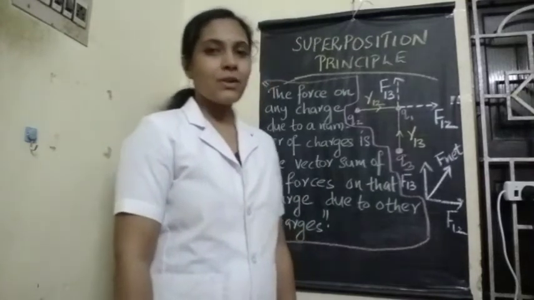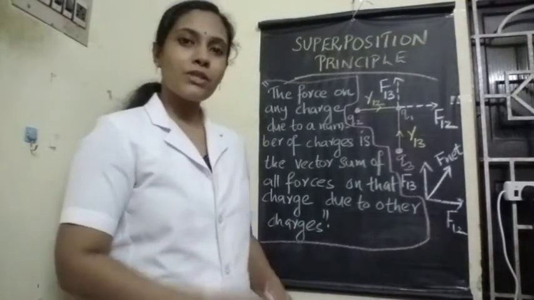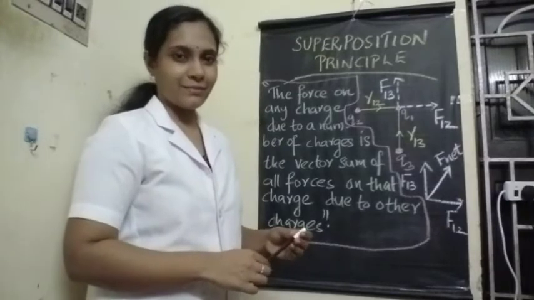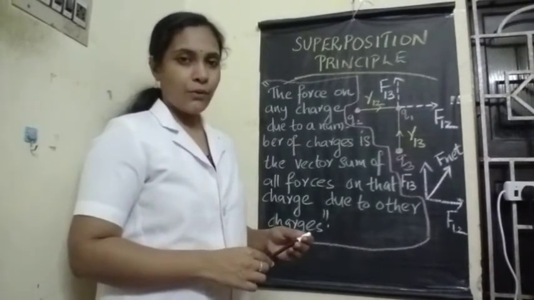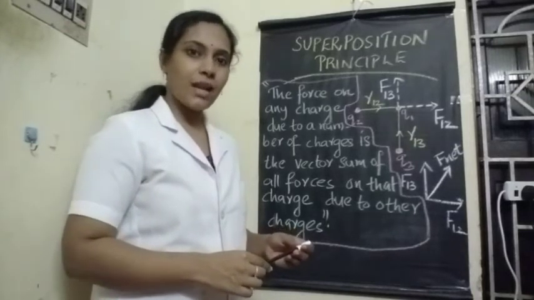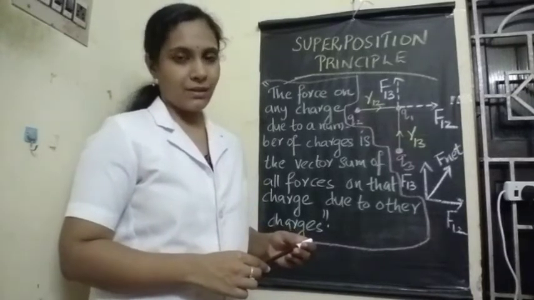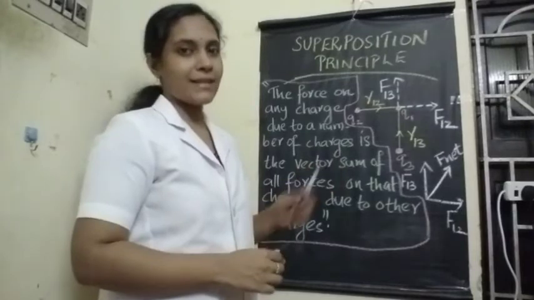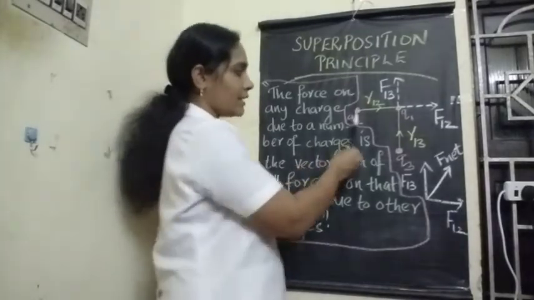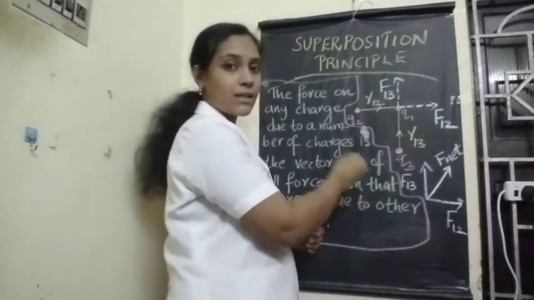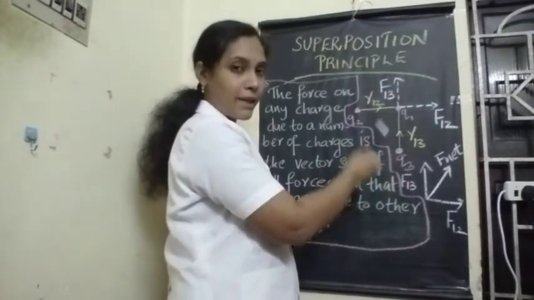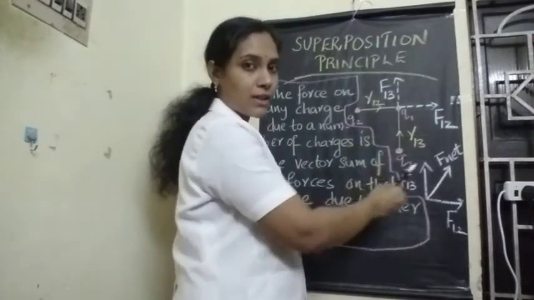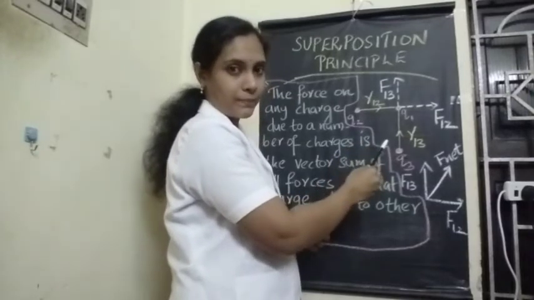Okay children, so let's discuss the superposition principle in detail. First we can discuss an example. Afterwards we can state the superposition principle. Okay, so please listen. Here three charges are present. Let no medium be present; let these three charges be present in vacuum.